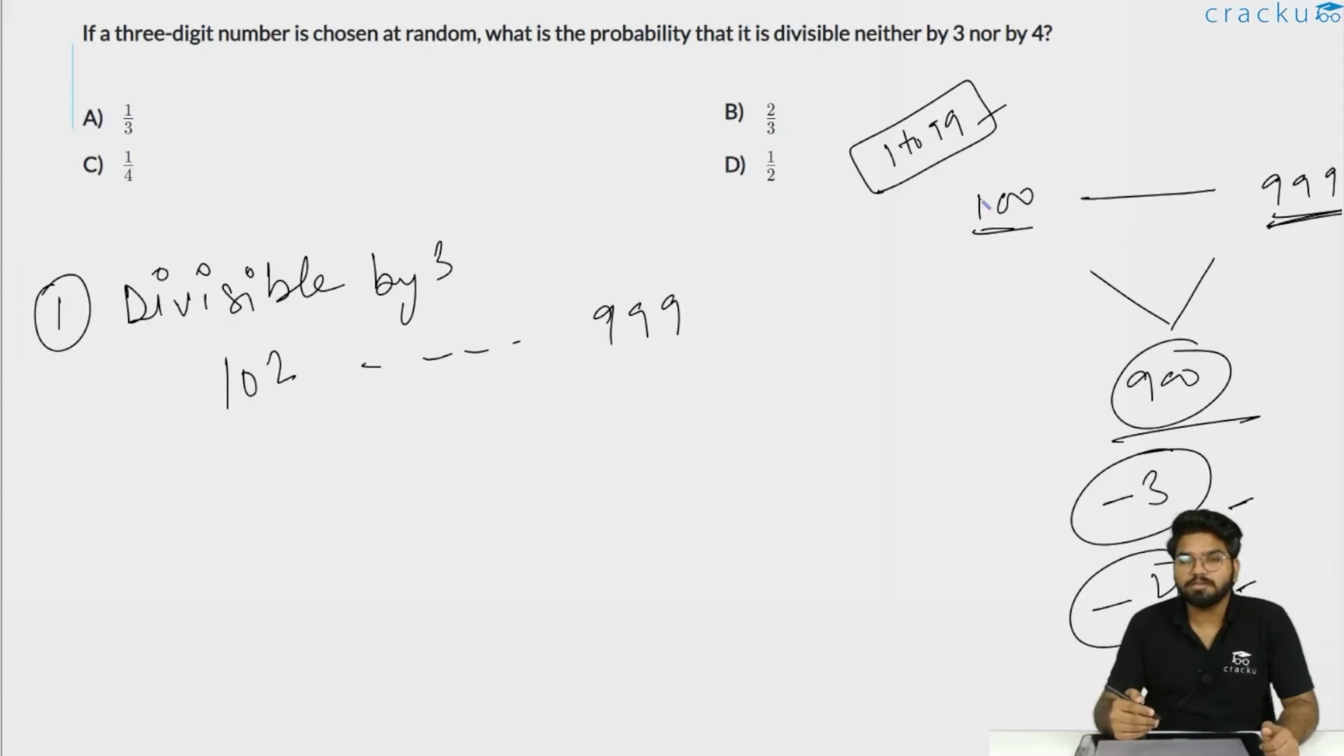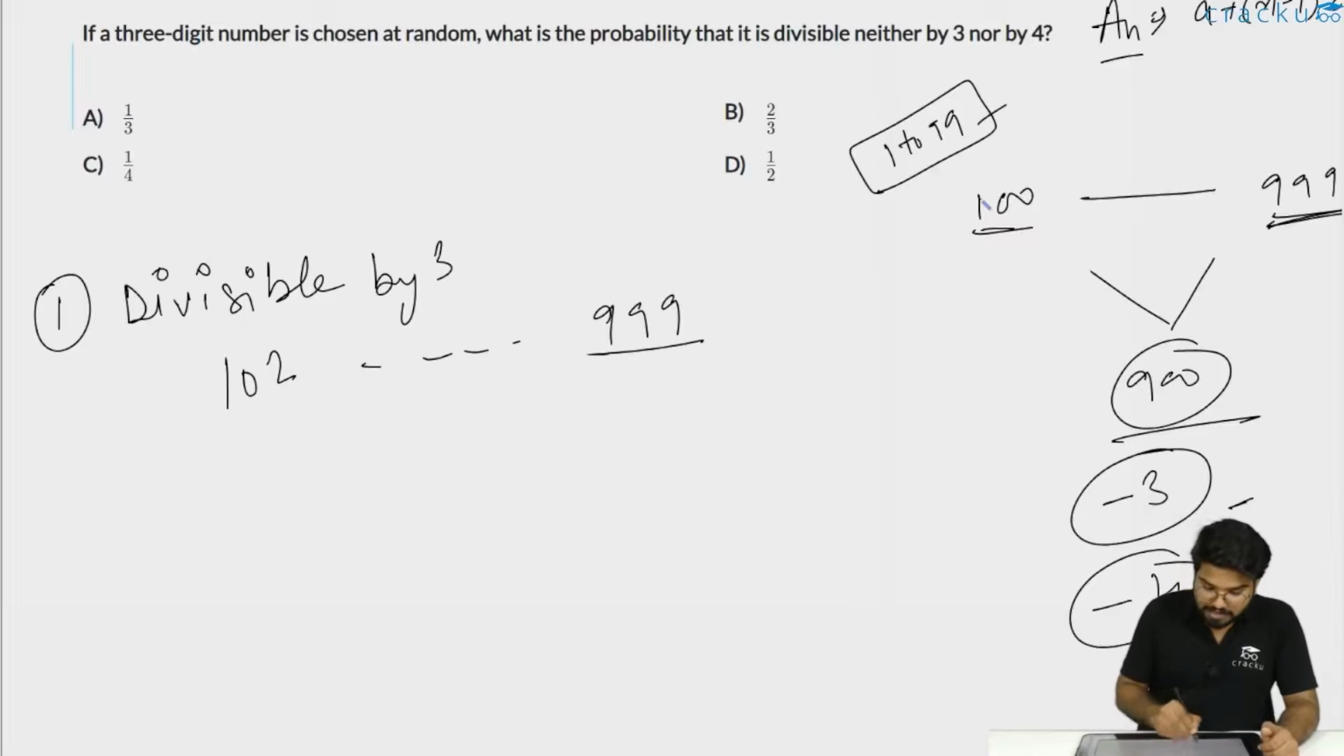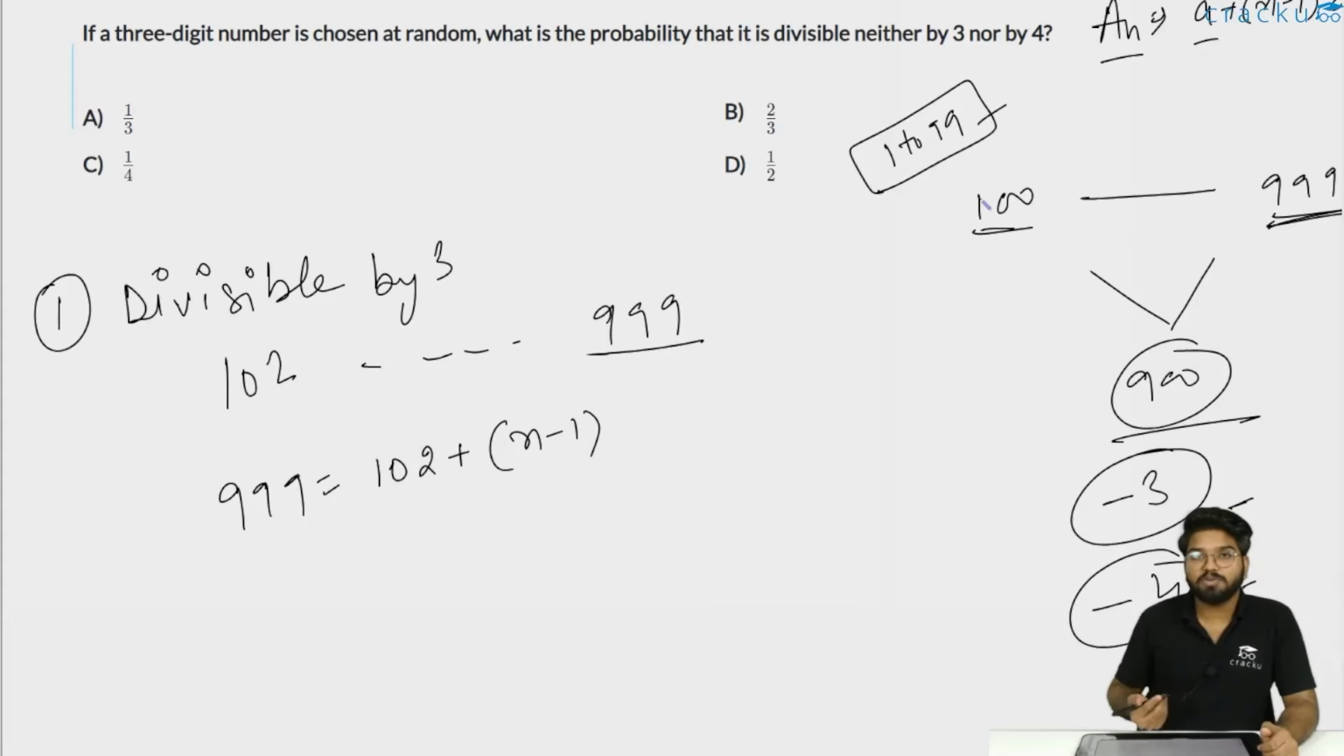There are many ways to solve this, but we use the standard arithmetic approach. We know that the formula for the nth term is a plus n minus 1 into d. A is the first term, n is the number of terms and d is the common difference. We need to find n, that is the total number of terms. An is the last term. So we have the last term, 999, equal to the first term 102 plus n minus 1, where n is the number of terms we are trying to find, into the common difference.